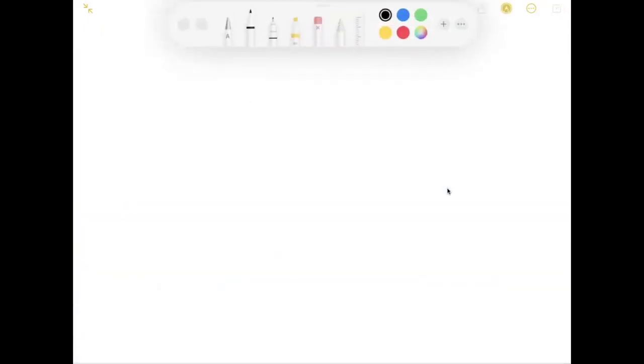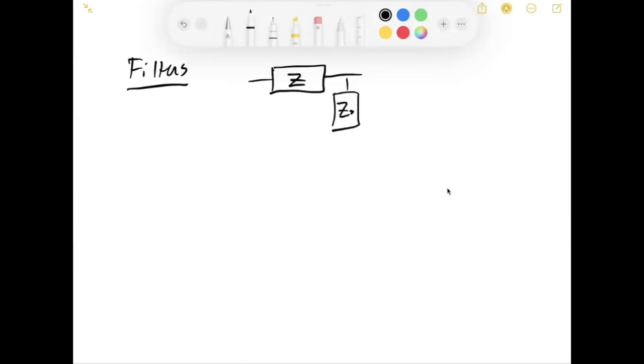Okay. Now let's talk about filters a little bit. We have done a couple of basic filters already. These are just filters that are organized like a simple voltage divider. So we have some kind of an impedance here, and then we have some kind of an impedance here. Let's call this Z1, let's call this Z2.